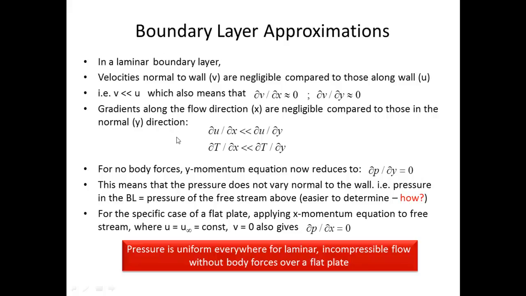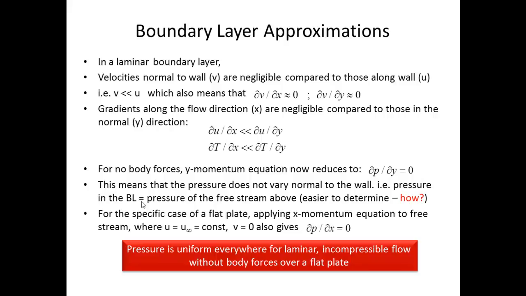Based on these assumptions, and also if we neglect the body forces, we can simplify our y momentum equation considerably, because the y momentum equation predominantly contains terms which involve the v component of velocity. So the y momentum equation now reduces to ∂p/∂y equal to 0. That means the pressure does not vary normal to the wall. Pressure varies only in the flow direction. In other words, the pressure within the boundary layer will be equal to the pressure in the free stream above if we go normal to the wall.